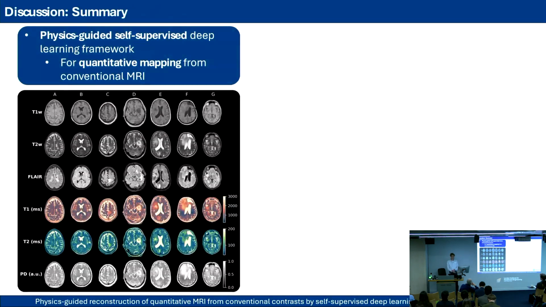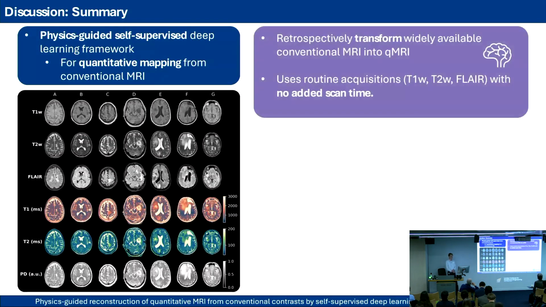So now to the summary. We proposed a physics-guided self-supervised deep learning framework for quantitative mapping from conventional MRI. With this, we can retrospectively transform the widely available conventional MRI into quantitative MRI. We can just use the routine acquisitions T1, T2, and FLAIR as inputs, with no additional scan time, to obtain these quantitative maps.